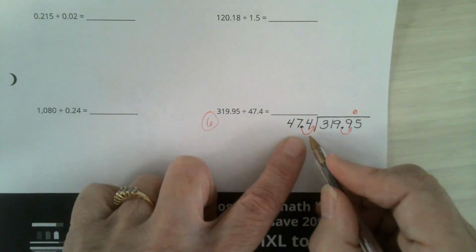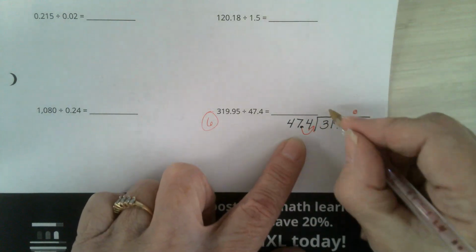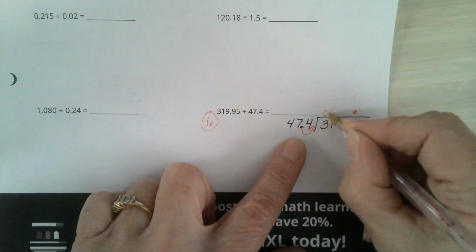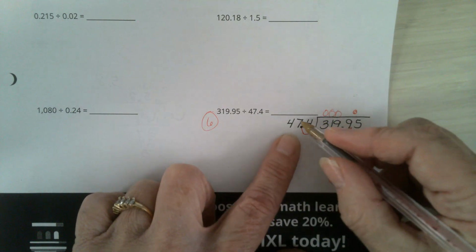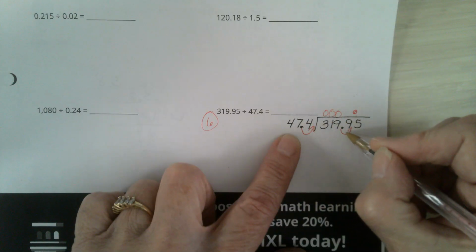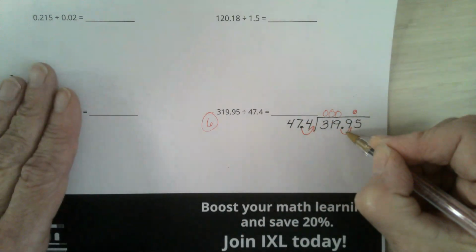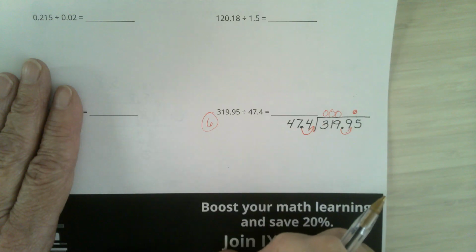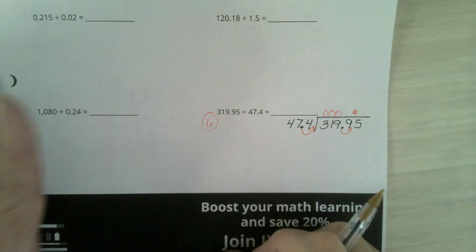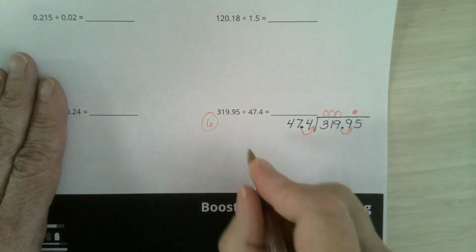How many 474s are in a 3? None. In a 31? None. In a 319? None. In a 3,194? Well, do you think it's going to be a 6 or a 7? Oh, I know. Very good. Thank you, kids, for not going crazy over that. Let's try 6.